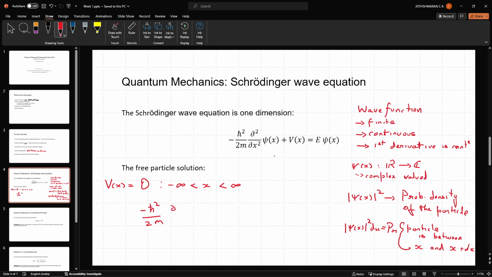Since it is only one variable, this need not be a partial derivative, but still for the sake of propriety, I am writing it as a partial derivative, because when we consider multidimensional systems, the partial derivatives are necessary. So the equation is psi of x will be equal to e times psi of x. So this is the differential equation that we will have to solve.